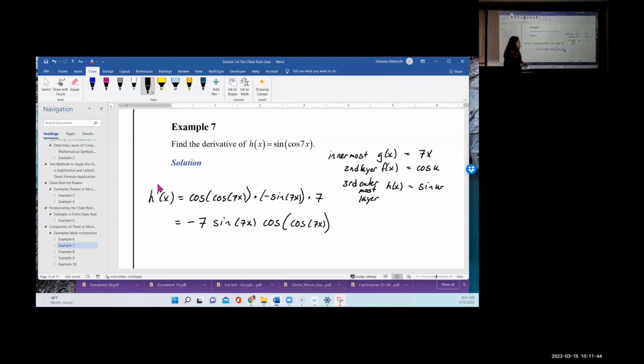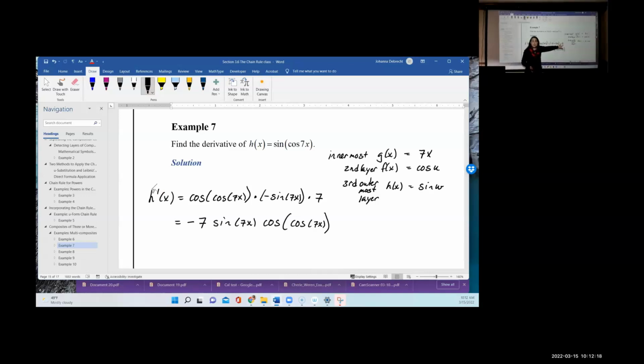Okay, so when we're doing this one, the outermost layer is sine. The derivative of sine is cosine. Leave the inside alone. The inside of sine was cosine of 7x, so it should still be cosine of 7x. Then we take the derivative of the inside, cosine of 7x. Derivative of cosine is negative sine. Freeze what was inside cosine, that was 7x. It should still be 7x. Then we take the derivative of this inside, derivative of 7x is 7, so we get a 7 here.